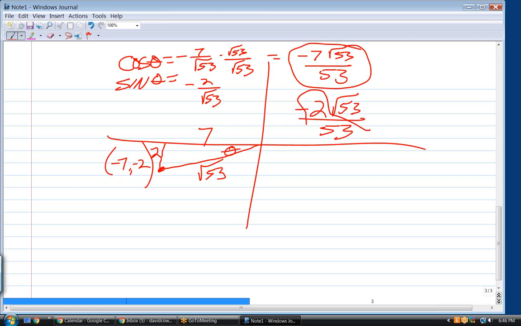You always want to check and make sure you might be able to simplify that. In some cases, you can't here. But if that can be simplified, you definitely want to do it. But 53 is prime, so it's not going to be simplifiable.